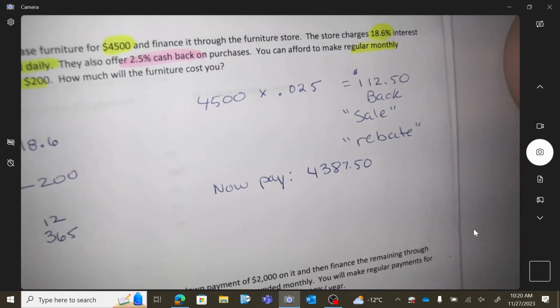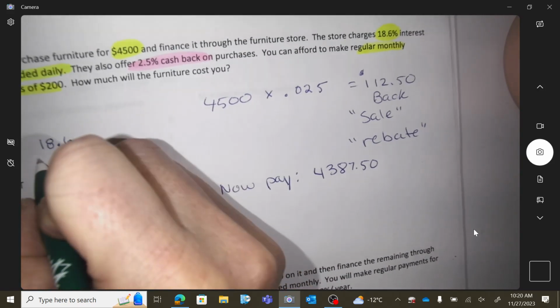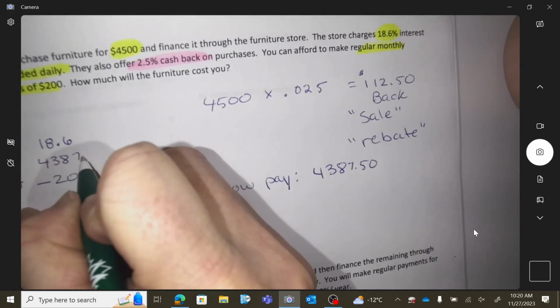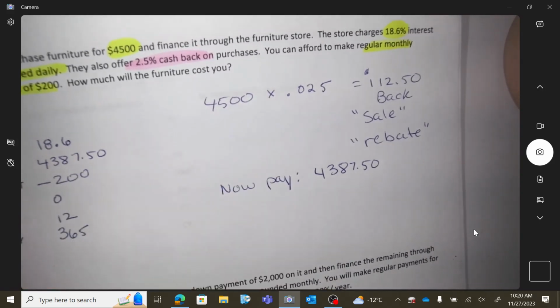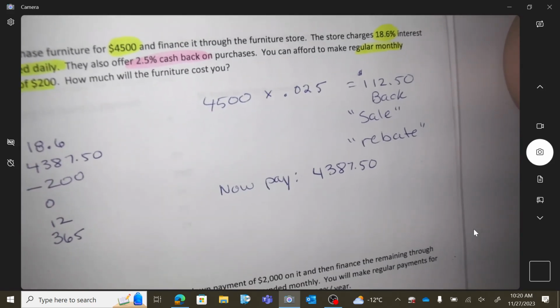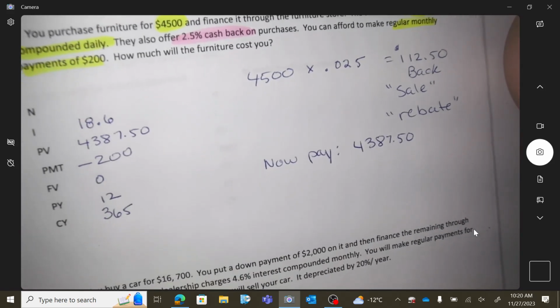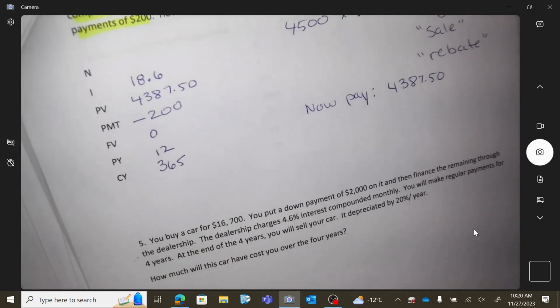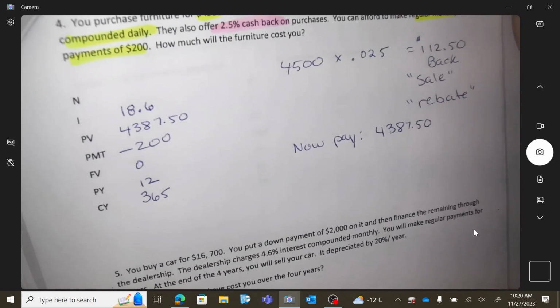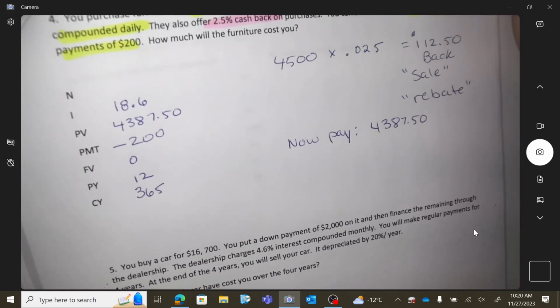Okay, so now this is the start of my loan, and I want to end the loan. Okay, does that make sense? Because you're going to see somewhere on your test, it'll say there's a rebate or a cash back incentive. So you do that before you start the loan, okay? Think of when you buy your clothes on sale, okay? So figure out the N again, I guess.